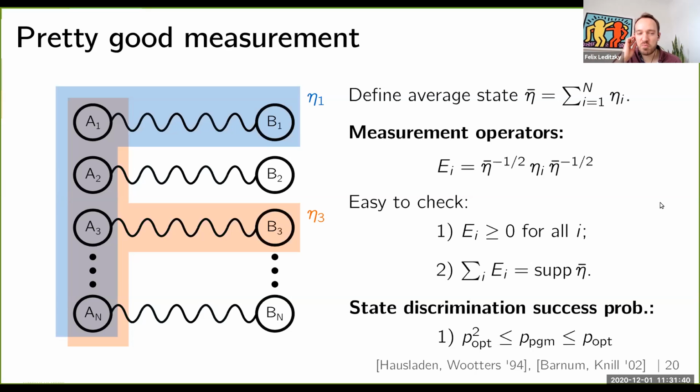And the use of this pretty good measurement is that Barnum and Knill in a paper of 2002 realized that in a generic state discrimination problem, this pretty good measurement always does a pretty good job. So if you have the optimal success probability P_opt, then you're guaranteed that the success probability from using this pretty good measurement will never be worse than the square of the optimal success probability. Okay, and if you can make the optimum probability converge to 1, for example, in some limit, then you will also know that the success probability coming from the pretty good measurement will converge to 1.